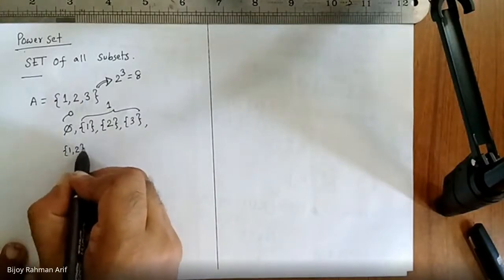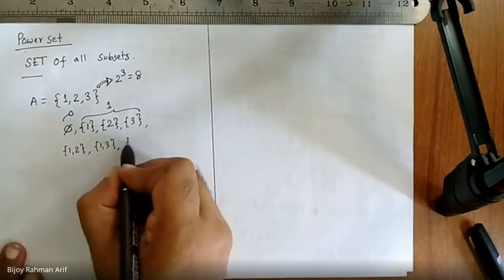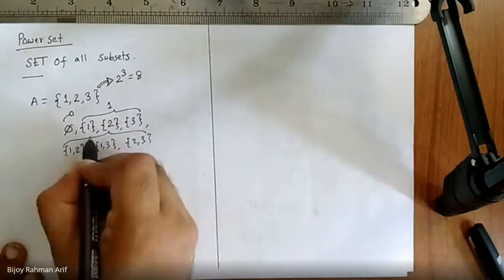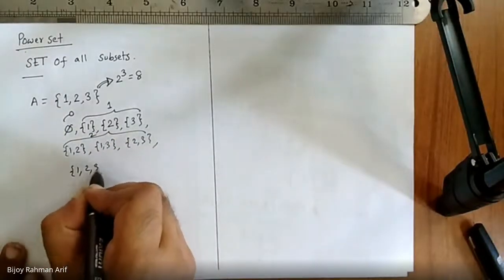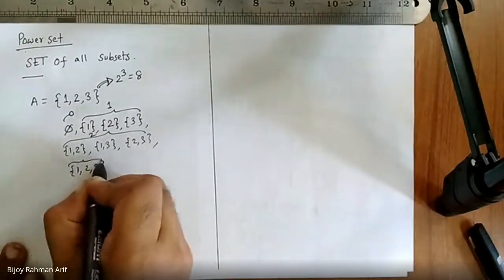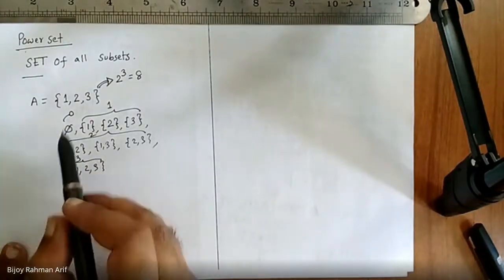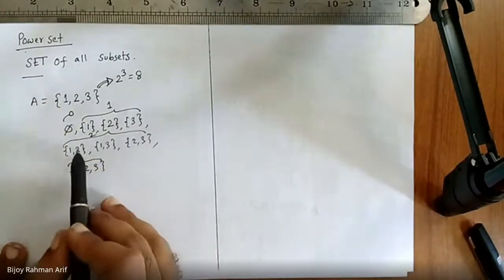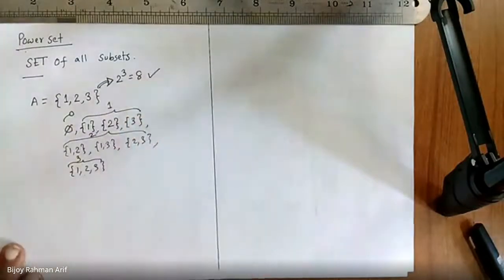{1, 2}, {1, 3}, {2, 3}. These are the 2 element subsets. And finally, I have {1, 2, 3}, the 3 element subset. So how many subsets are there? 1, 2, 3, 4, 5, 6, 7, 8. So the formula verifies.